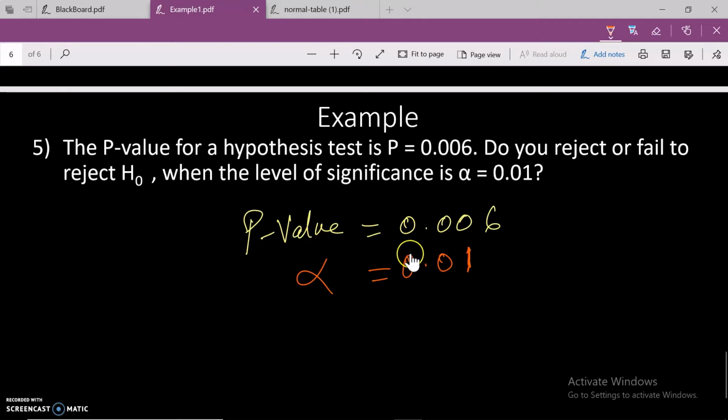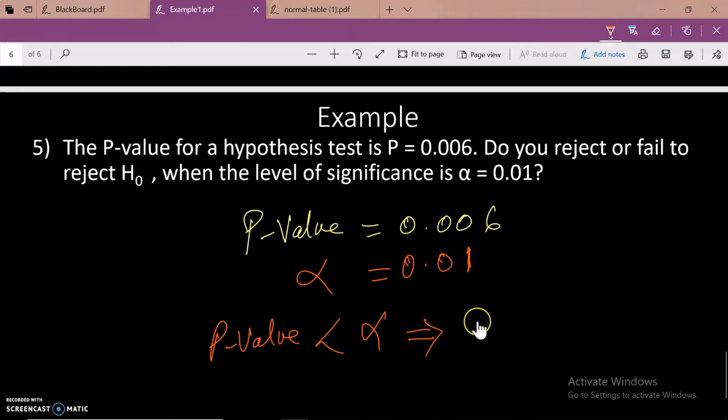Clearly, when you compare number by number, some people have difficulty comparing 0.006 and 0.01. This number is the smaller number. So in this situation, the p-value is less than alpha. And I told you when the p-value is less than alpha, we always reject the null hypothesis. So we reject H sub 0. When the p-value is low, H naught has to go. This is exactly what I'm doing. The p-value is less than the significance level, so that's why we're rejecting the null hypothesis.